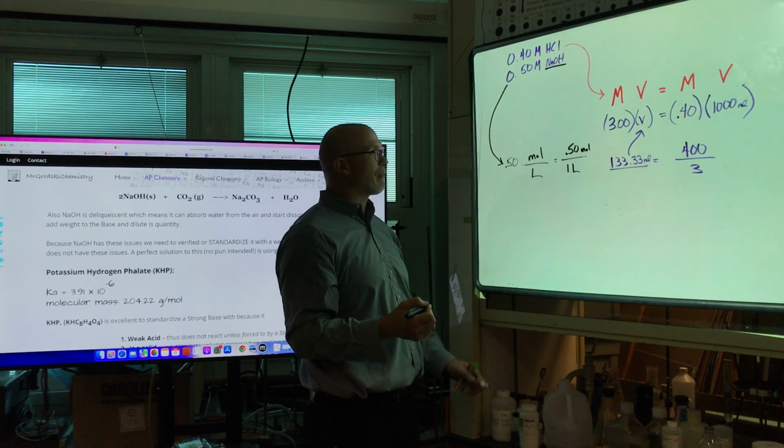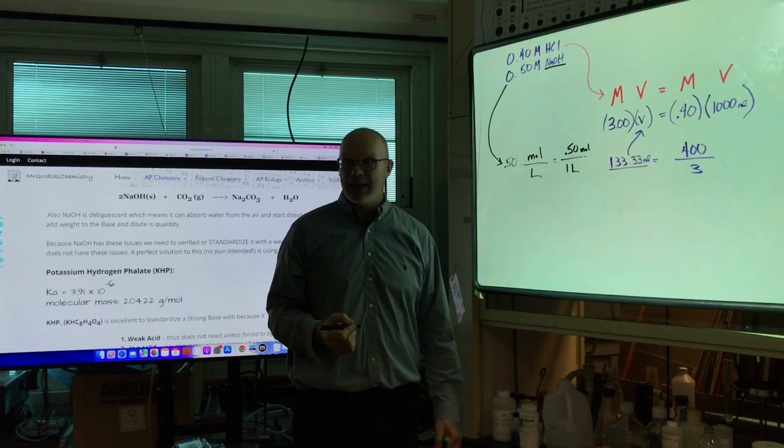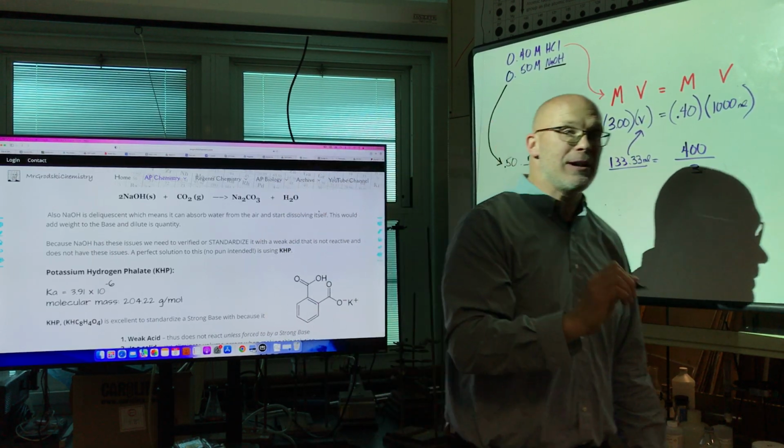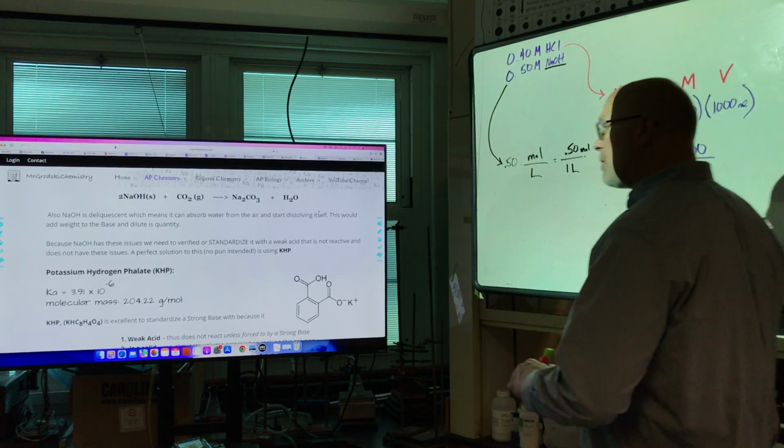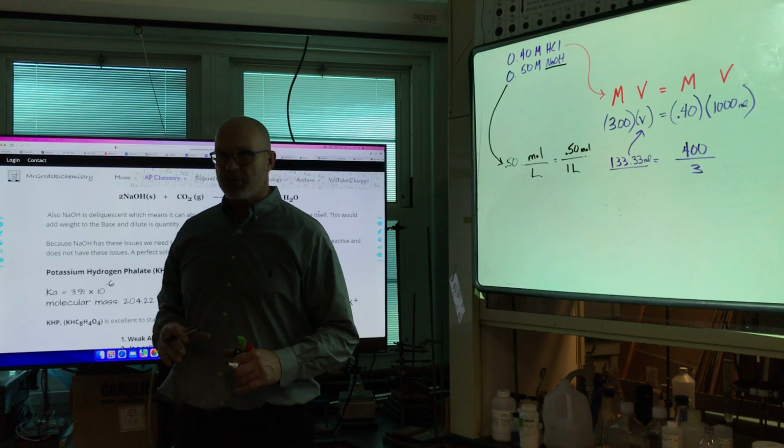Everyone can see we solve for x. That's a tough one. But you won't have a liter next time. You'll have 100 milliliters, so it'll be 0.1. So next time you do this, you'll be using far smaller amounts, but I'm making a bigger amount.